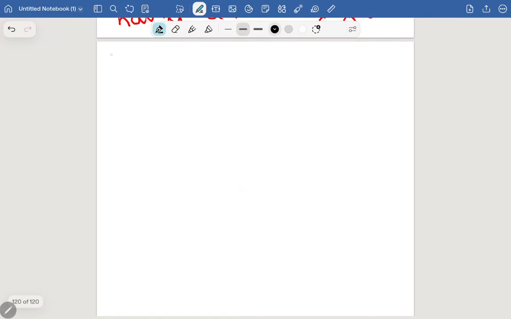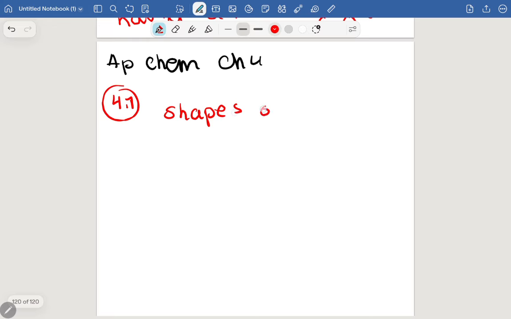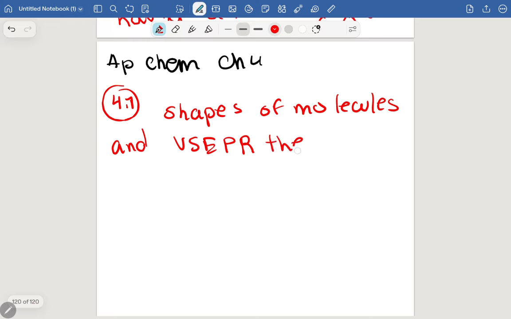So today I will be finally explaining AP Chemistry Chapter 4. As always, of course, I'm going to divide them into sections, and we start with the very first section, which is talking about shapes of molecules. So shapes of molecules and the VSEPR theory. VSEPR stands for valence shell electron pair repulsion.